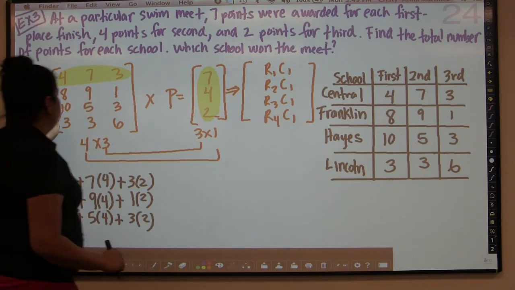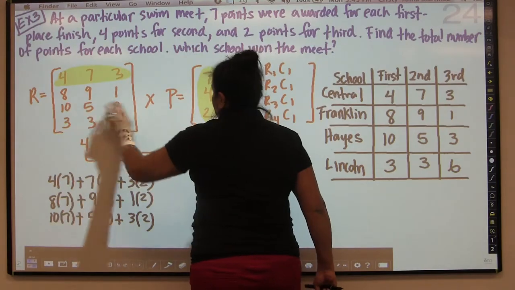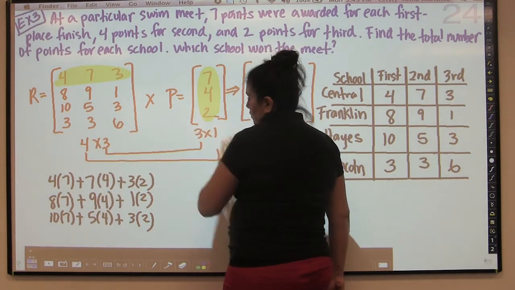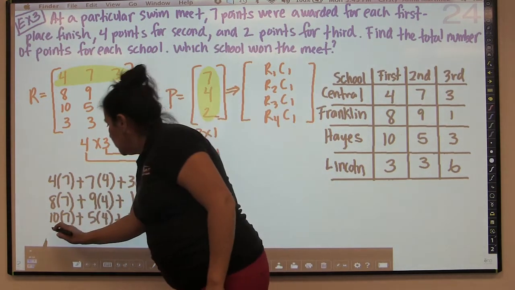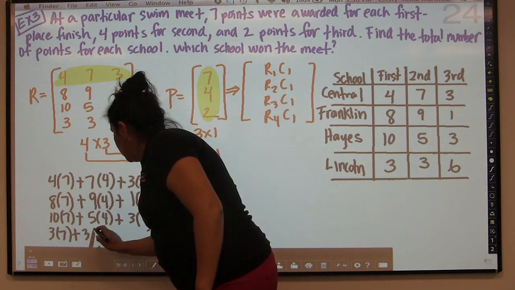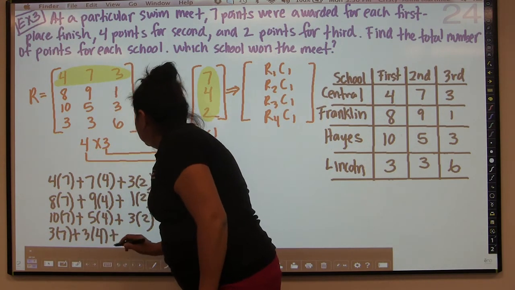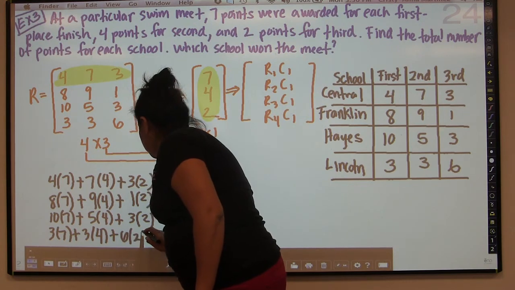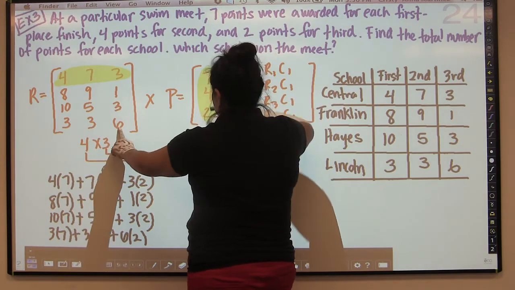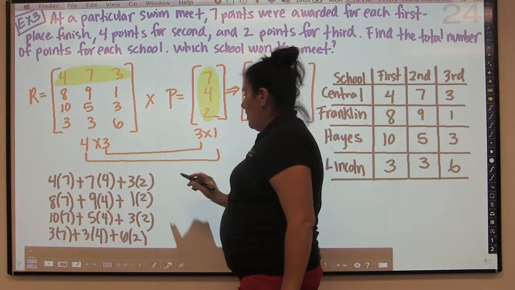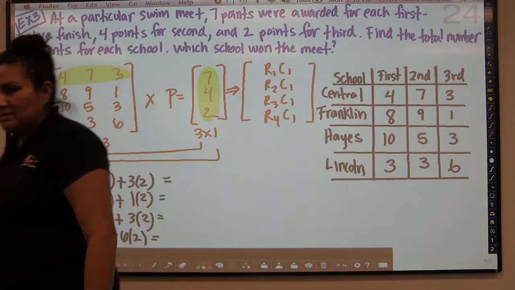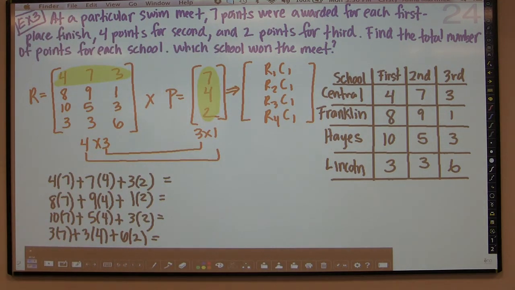So I've got 10, so I'm going across, I'm going 10 times 7, 5 times 4, because here I'm going down, and 3 times 2. And my last one is going to be 3 times 7 plus 3 times 4 plus 6 times 2. So I'm going to get my 3 times 7, 3 times 4, and 6 times 2, going across and down. All right, so then we can get our final answers here. Let's see, 4 times 7 is 28.